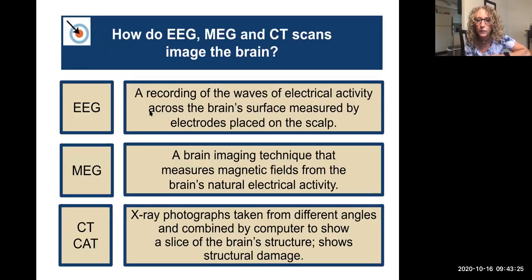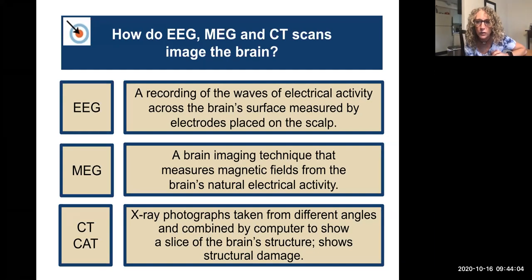All right, so these are some of the brain imaging techniques. And the EEG is where you put electrodes. They'll have the little electrodes set up on your scalp, and they will measure your brain activity. We use this a lot for studying sleep. So when you hear about different stages of sleep and the waves that they emit, that comes from the EEG. The MEG is a magnetic field looking at the brain's natural electrical activity.